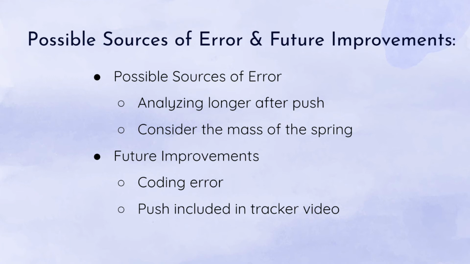For improvements we could implement in the future, we could improve our prediction by beginning to analyze longer after the initial push. This way, there will be less of an impact from the push that would be acting on the mass, and the entire system would be more similar and uniform. We could also consider the mass of the spring, which would make our prediction much more accurate.